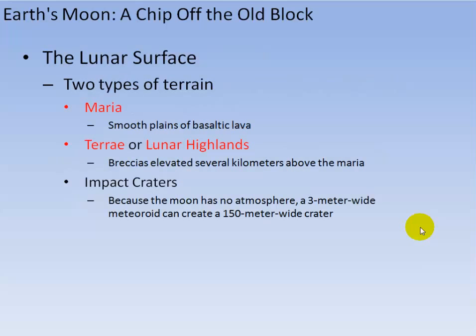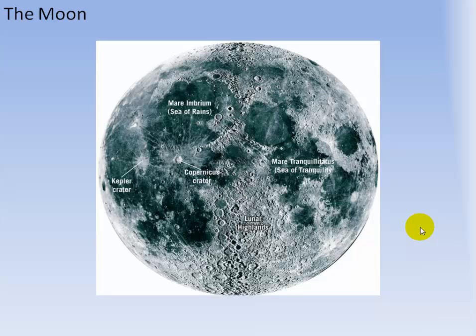The lunar surface has two types of terrain. The Maria, smooth plains of basaltic lava, and the Terrae, or the lunar highlands, breccias elevated several kilometers above the Maria. Impact craters: because the Moon has no atmosphere, a 3-meter wide meteoroid can create a 150-meter wide crater. So here's the Moon. Here we have the Maria, the dark areas, and the lighter areas are our highlands.